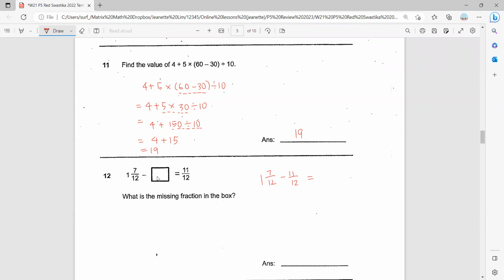1 and 7/12 is 19/12. So this will give us 8/12. We simplify, divide by 4. We get 2/3.